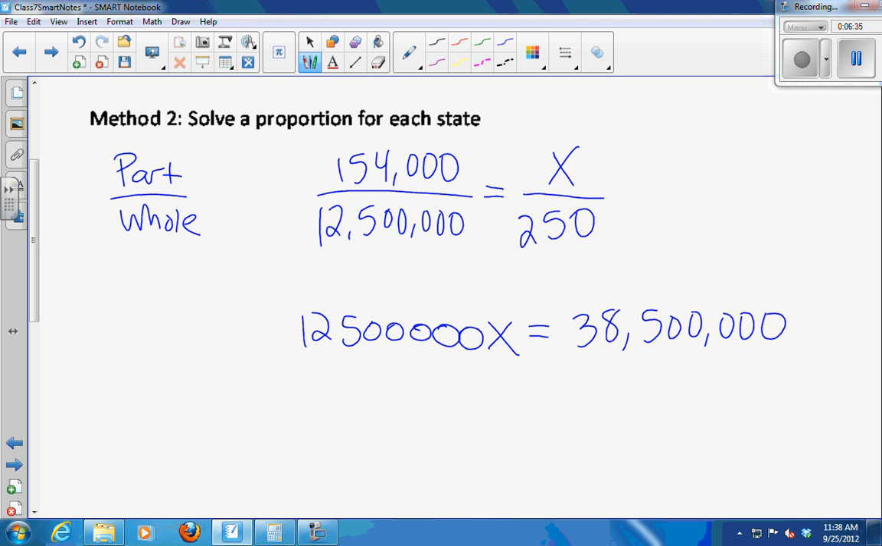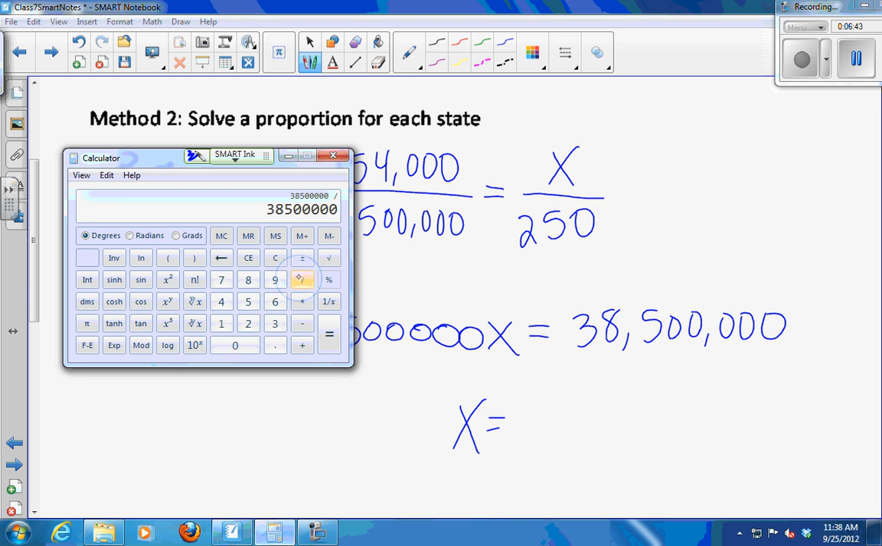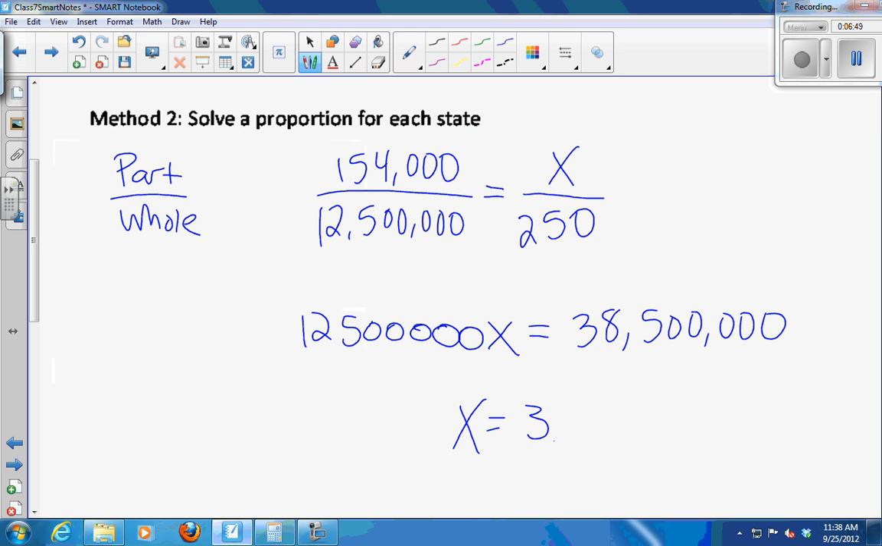Then I'm going to divide both sides by 12,500,000. And I get 3.08. That's the number of seats in Congress that state C should get. Yeah, it's just a different method.